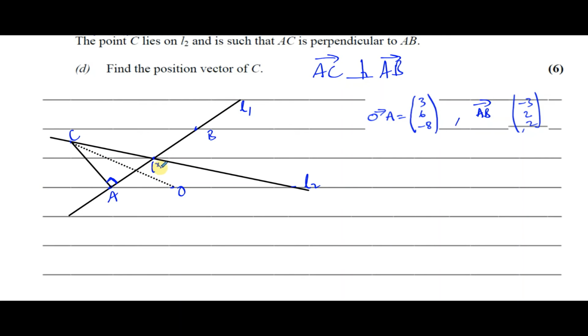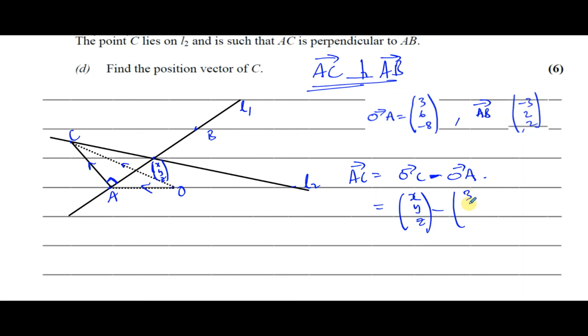So let's call O to C X, Y, Z. We have to find O to C in the question, but let's find what A to C is, because we need to use this information. We can find A to C by doing A to O plus O to C, which is minus OA plus OC. So the vector from A to C is like going from A to O and then O to C. So it's O to C minus O to A. O to C I've called X, Y, Z because I don't know what it is. So I'm going to call this X, Y, Z minus O to A. And O to A, we know, is the vector 3, 6, minus 8. That was told to us in the beginning of the question.